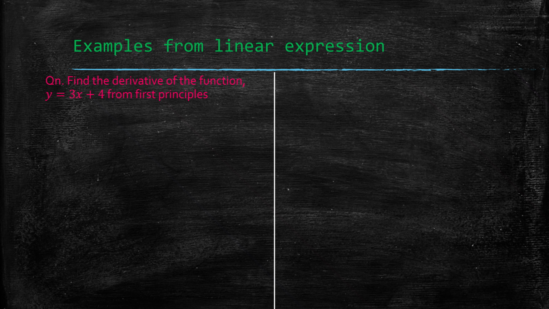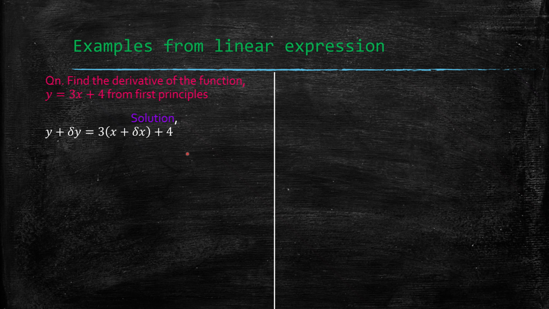Here is our very first question, and they are telling us to find the derivative of the function y is equal to 3x plus 4 from first principles. Taking a close look at our previous steps, we said that in our solution we are going to introduce small increments, and our very first step is going to be y plus small change in y is equal to 3 into x plus small change in x plus 4.